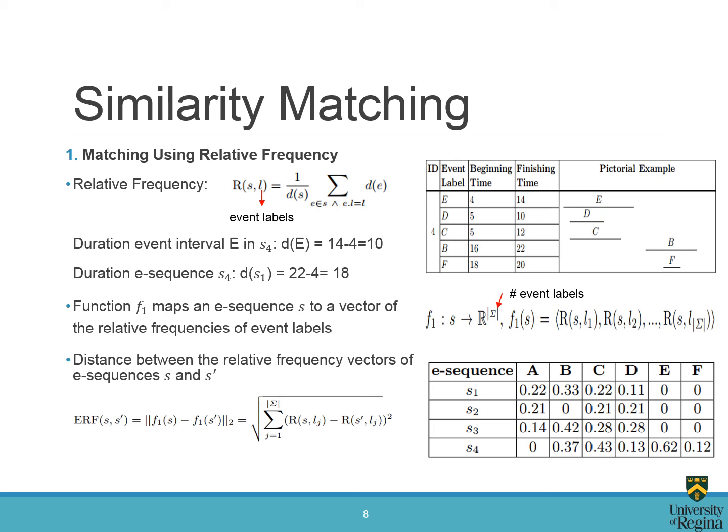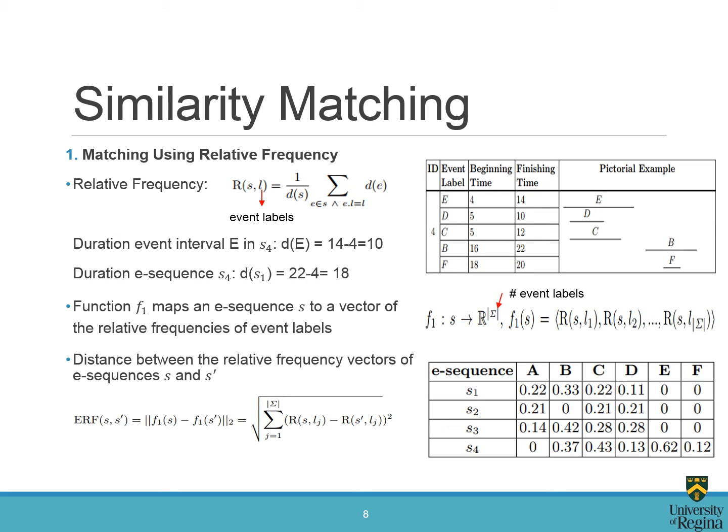And then the duration of the E sequence, for example in S4, is the maximum finishing time, which in this example is 22, minus the minimum beginning time, which is 4 in this example, and we get 18. So we're going to use this formula to get the relative frequency of each event label in a sequence, and then we're going to define another function f1 that maps an E sequence to a vector of the relative frequency.